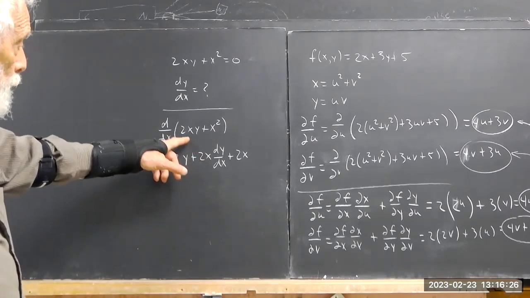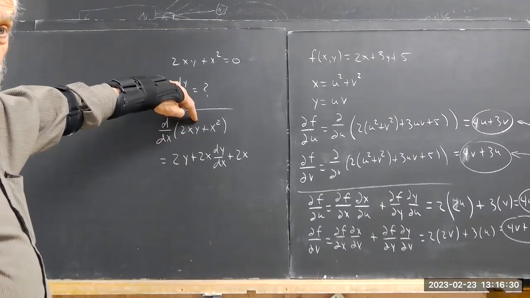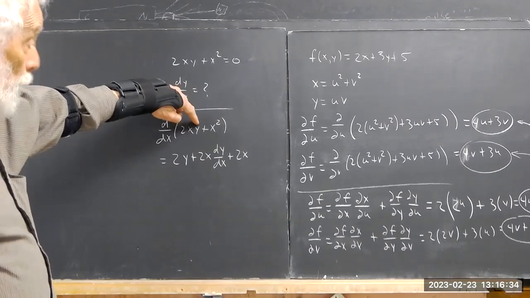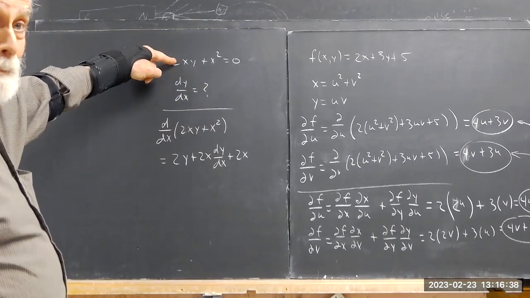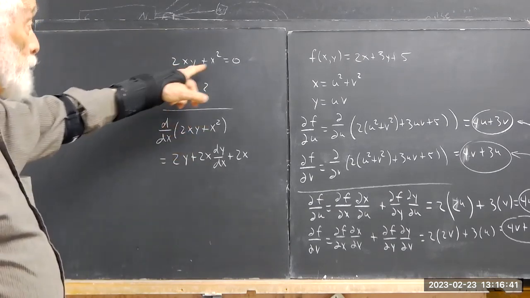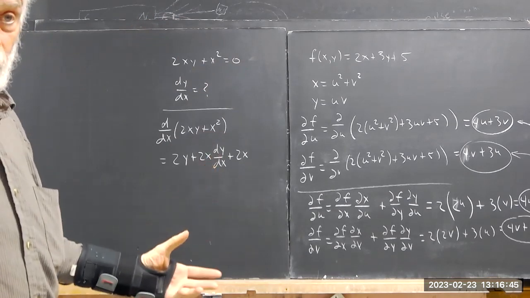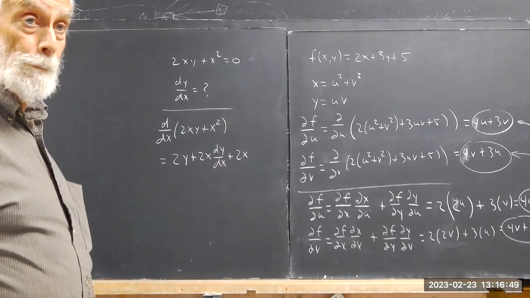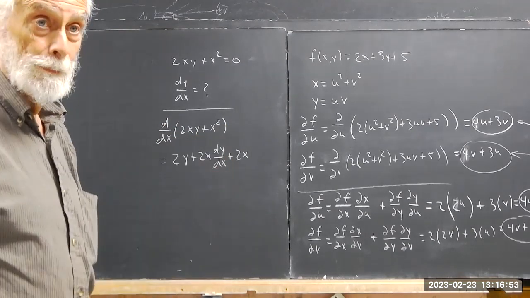Now, when I did the derivative of 2xy, y is going to change with x, isn't it? So y is a function of x implicitly. I can explicitly solve this for y, but I could add a couple more terms and then I wouldn't be able to solve it explicitly. But I can still do what I'm doing here, and I get terms involving x, y, and dy dx.